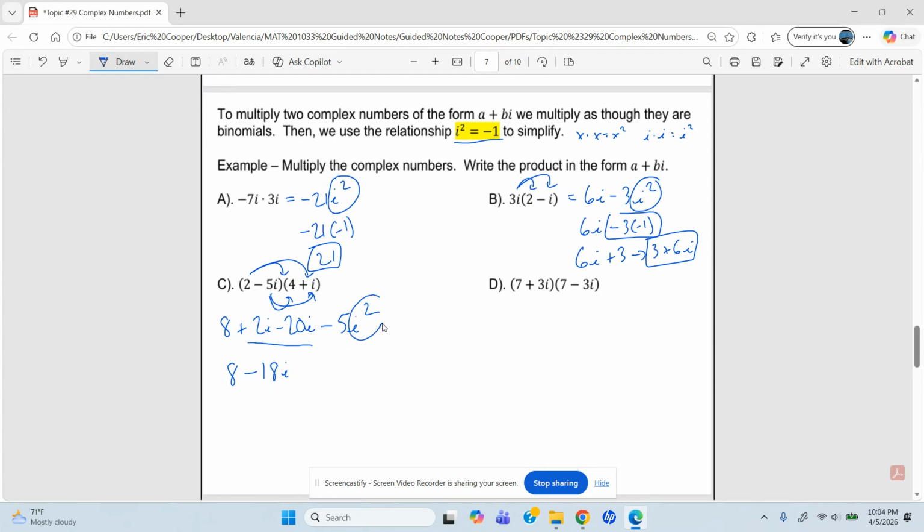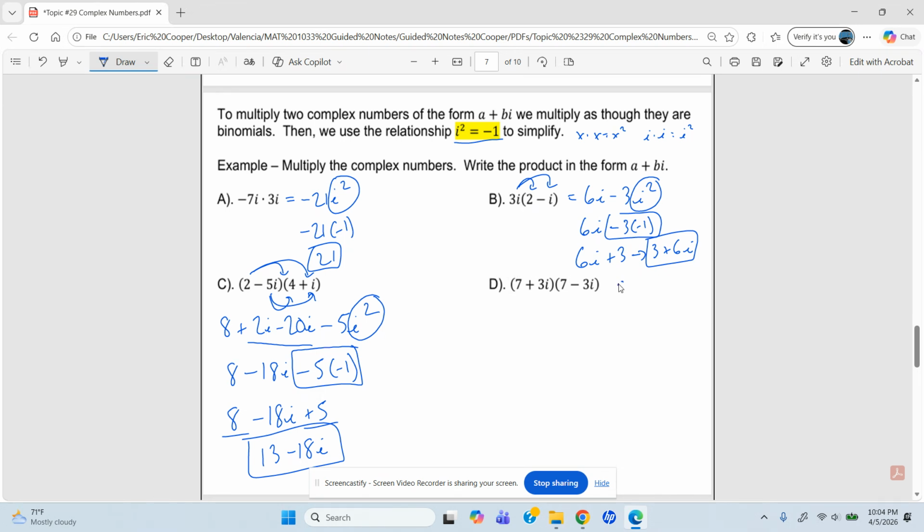And then here we've got an i squared. That's going to turn into negative 1. Now I can multiply this. So I have 8 minus 18i. Negative 5 times negative 1 is positive 5. And then 8 plus 5 gives me 13 minus 18i. The real part is first, the imaginary part is second. So this would be my final answer.